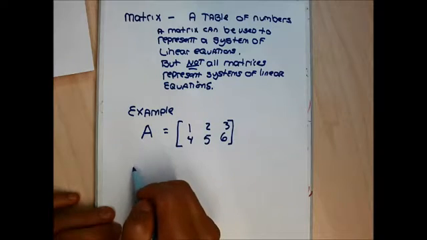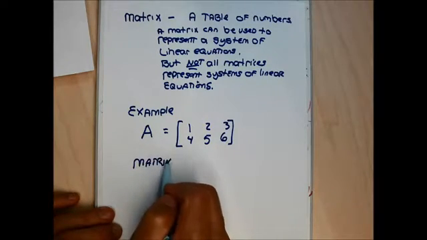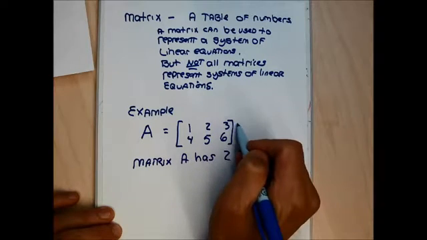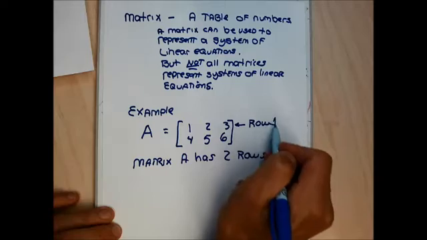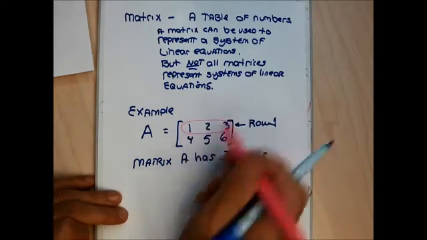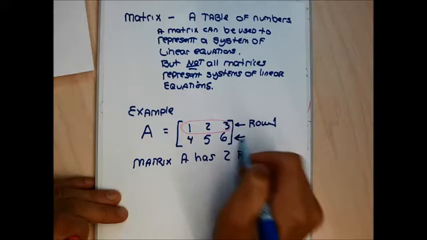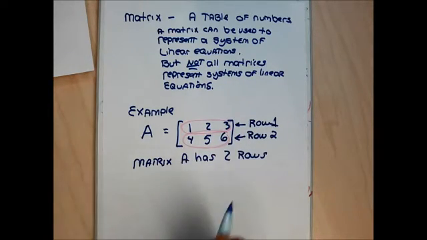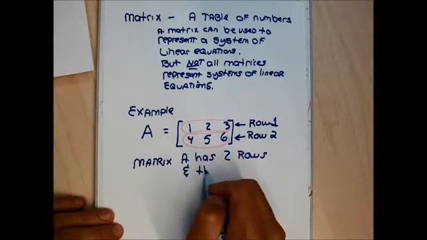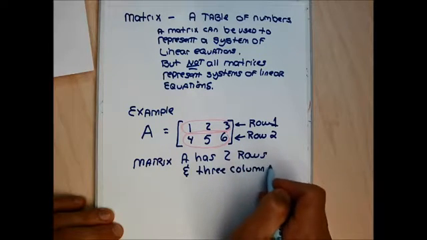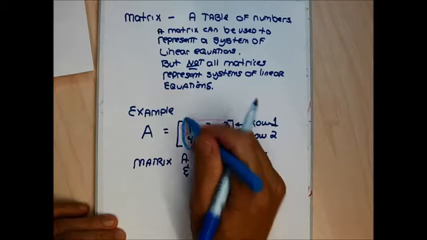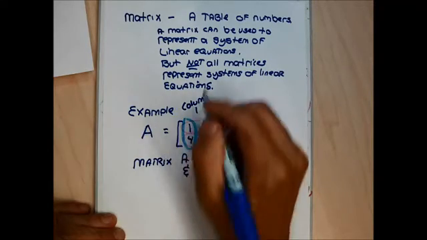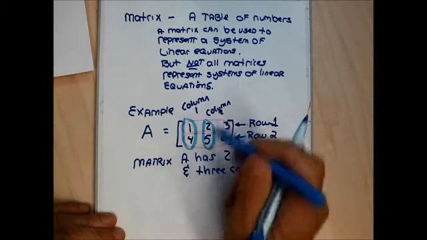This particular matrix A has two rows. The top row is row 1, and that would be row 2. So there are the two rows that make up this matrix. This matrix also has 3 columns. If I want to describe the columns, this would be column 1, this would be column 2, and this would be column 3.